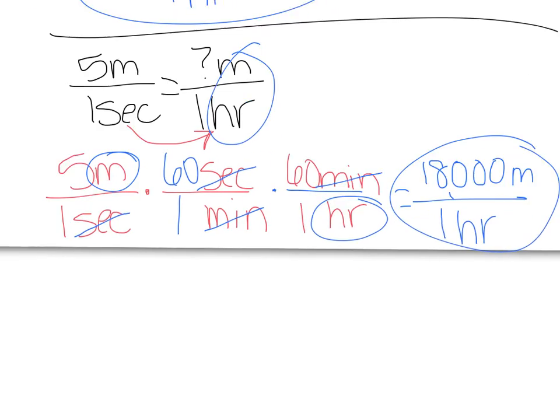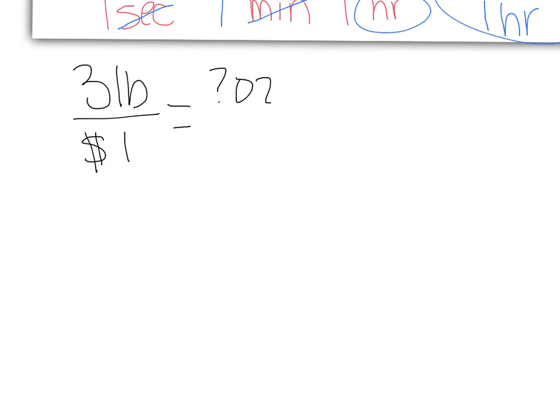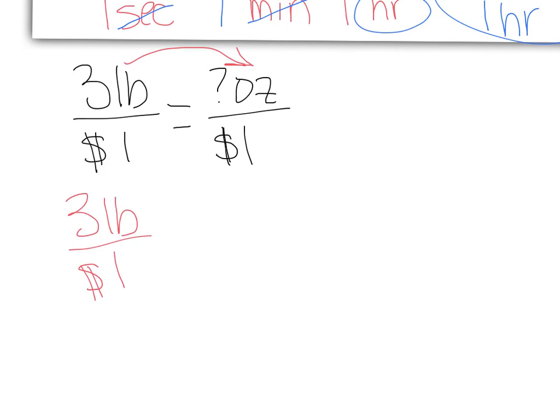Okay, let's do one more of those. For this last one, let's look at 3 pounds per $1. I want to know how many ounces for $1. So this time I'm trying to go from pounds to ounces. Notice my denominator stays the same. So this time I have 3 pounds over $1.